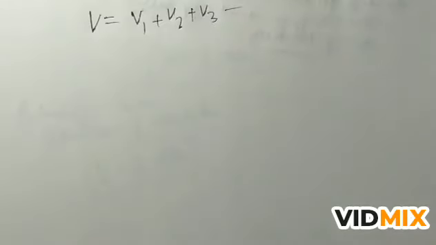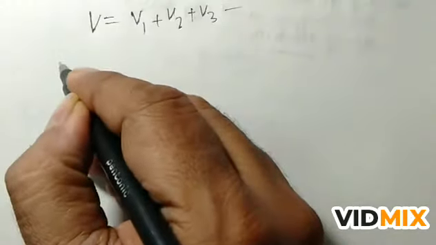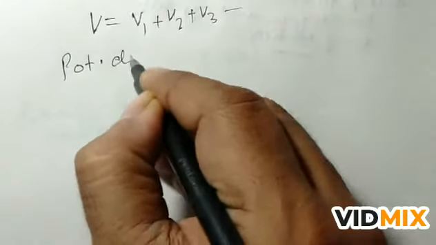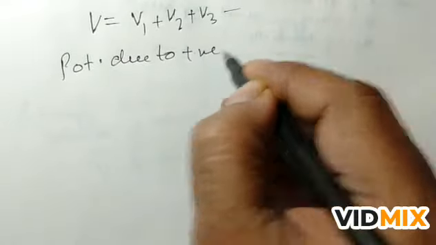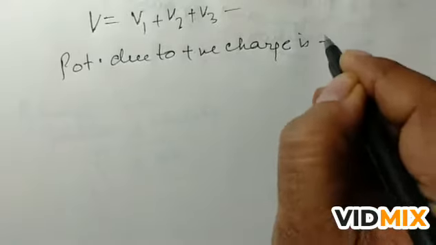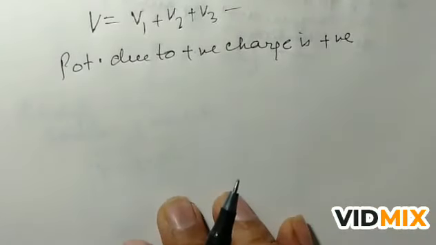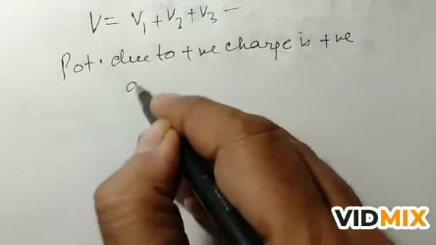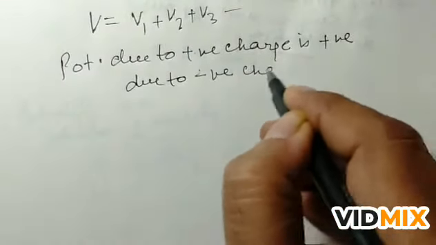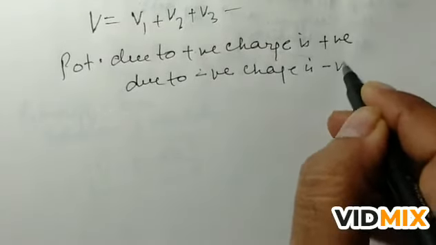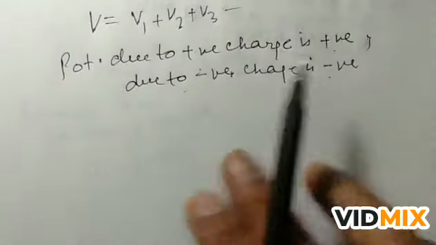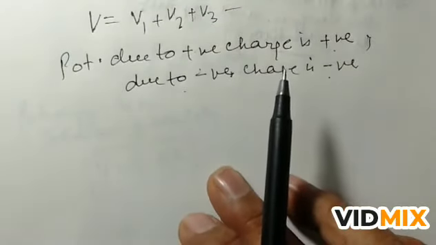Suppose there are two charges, and one charge is positive. The potential due to the positive charge is positive, and due to the negative charge it is negative. So when you add, it will be added with the proper sign.